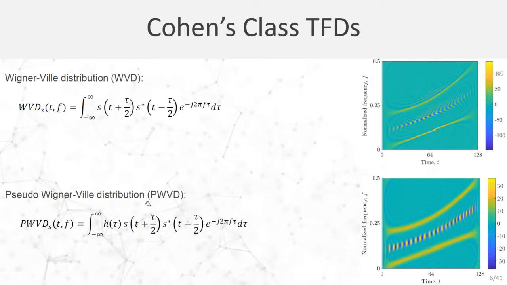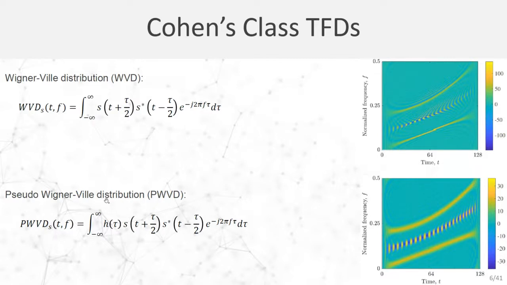And this is the reason why all the other distributions we will see aim to suppress these interference terms, but simultaneously maintain this good time-frequency resolution of the Wigner-Ville distribution. It is achieved by smoothing the Wigner-Ville distribution using special kernel functions. And we always have a trade-off between the time-frequency resolution and suppression of interference terms.